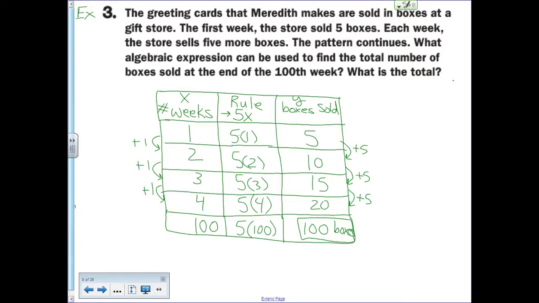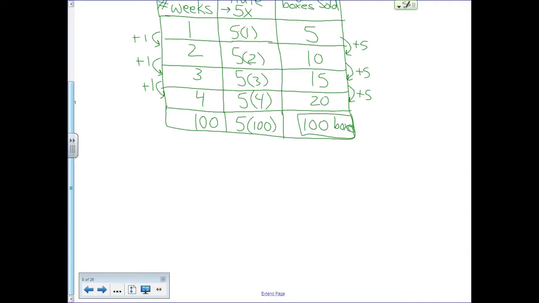So I would ask that you do it this way and write the rule. And the rule is not 5y. That's what I get when my brain's not thinking. That y equals 5 times x. Let's do it this way. We're going to do 5 times x equals y. And so 5 times 100 equals 500 boxes.